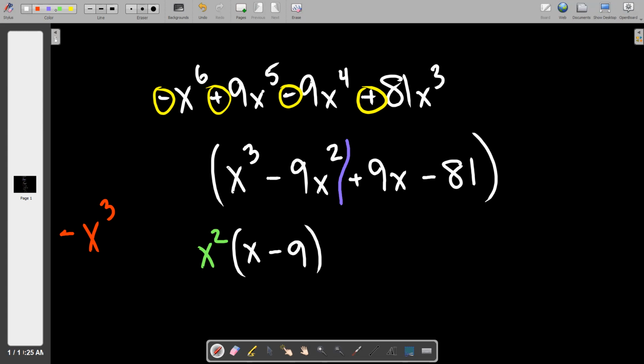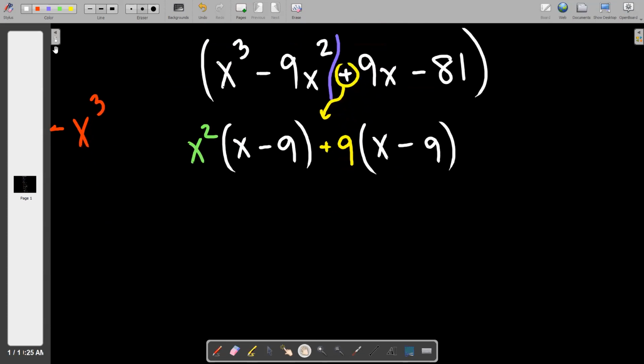And then, of course, the next step is to copy down the sign. So we're going to take the plus, copy it down. What can I pull out of 9x and 81? And then I rebuild. x minus 9. And then I look and I say, huh, jackpot. The white things are the same, so the grouping worked.